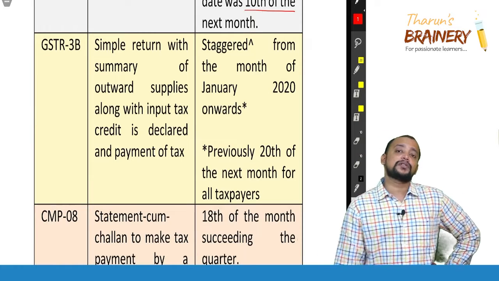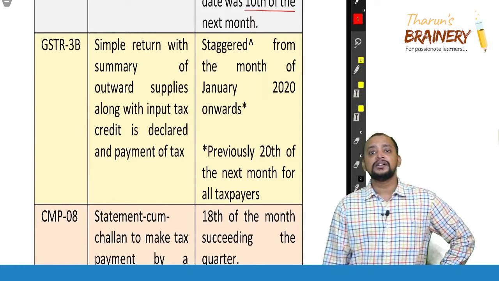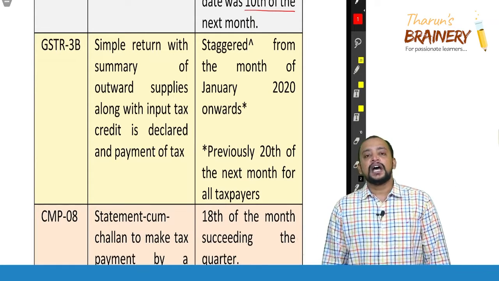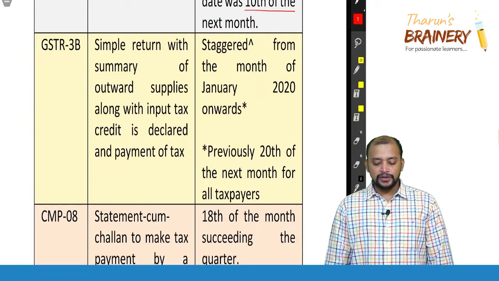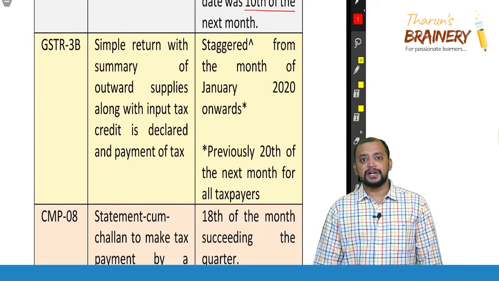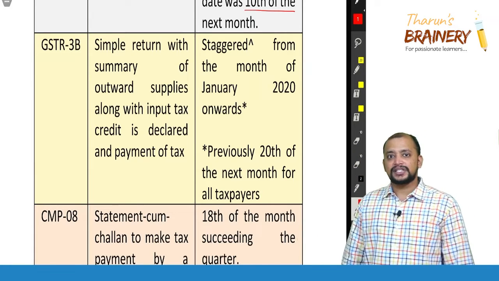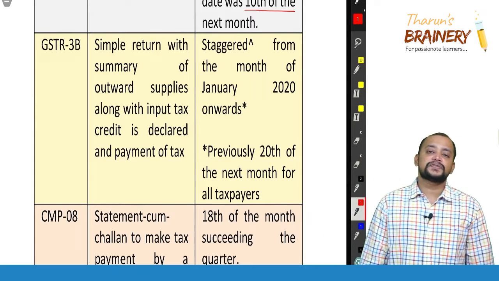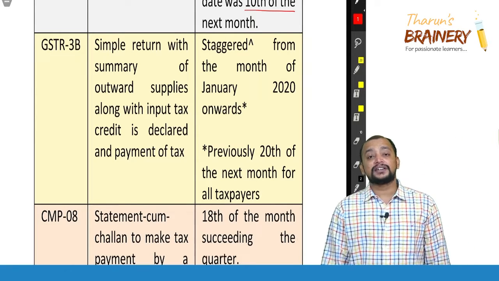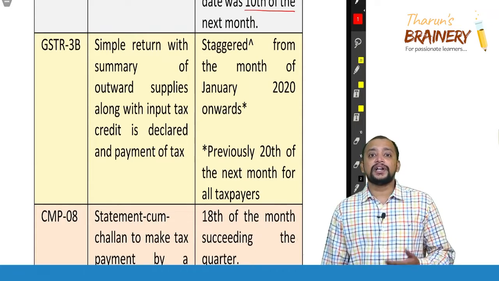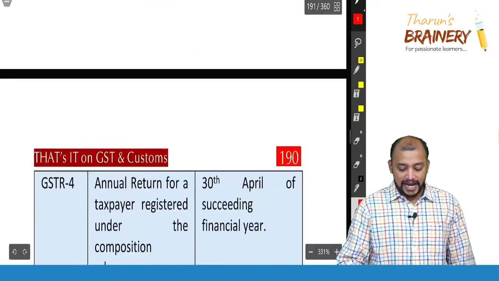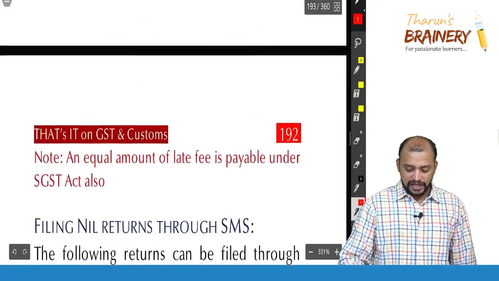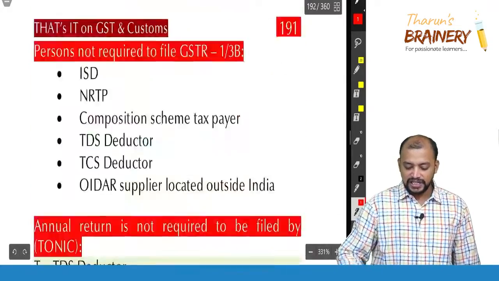and GSTR 3B contains the details of outward supplies, inward supplies, gross GST payable, input tax credit, all the details will be there, but on a total basis, not invoice-wise, and it is to be filed by 20th of the month following every month, and now it is staggered. So staggered in the sense like in some cases, like if the turnover exceeds 5 crores, then it will be 20th, otherwise it will be 22nd and 24th, like that we have on a staggered basis. So that staggered basis we need to file GSTR 3B.